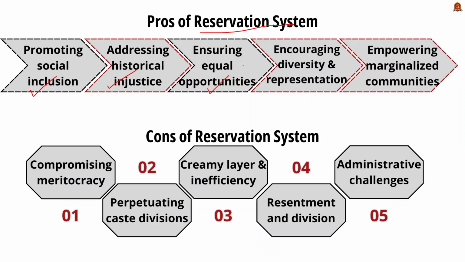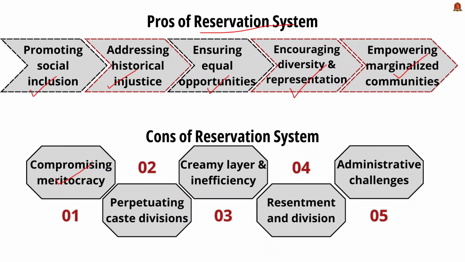Then it encourages diversity and representation. The reservation system enriches decision-making process with a wide range of diverse participation. It empowers marginalized communities. So these are the important advantages of reservation system. Now let us see the disadvantages. Firstly, it compromises on meritocracy. The reservation system prioritizes caste-based quotas over merit-based selection. So this compromises the quality and efficiency of institutions.